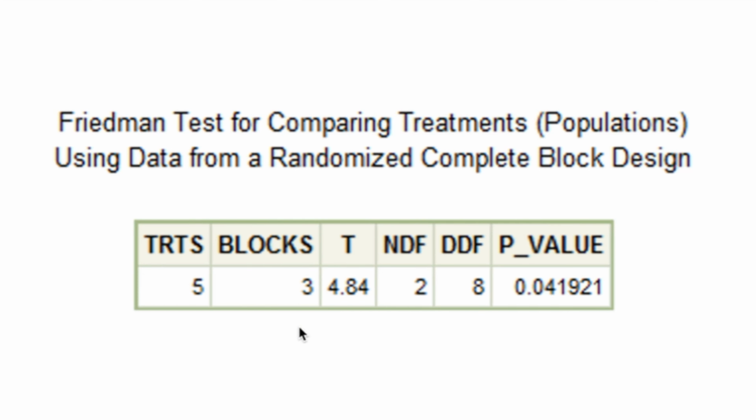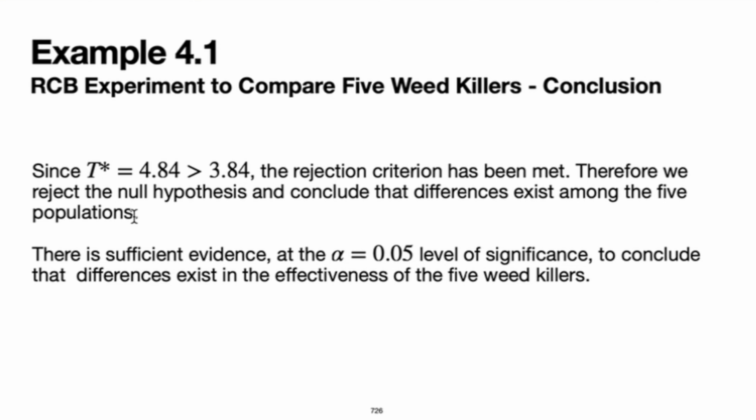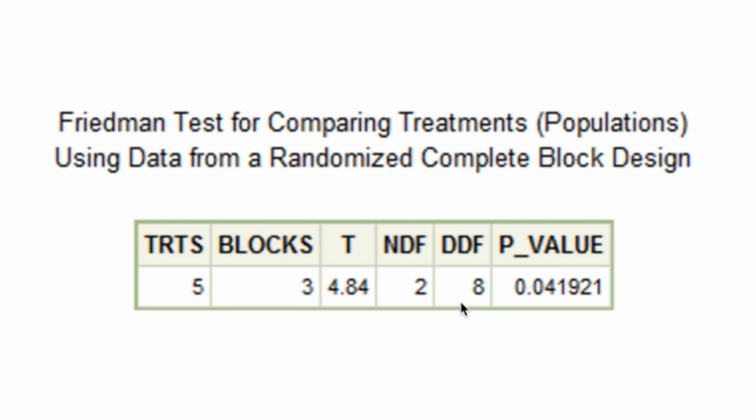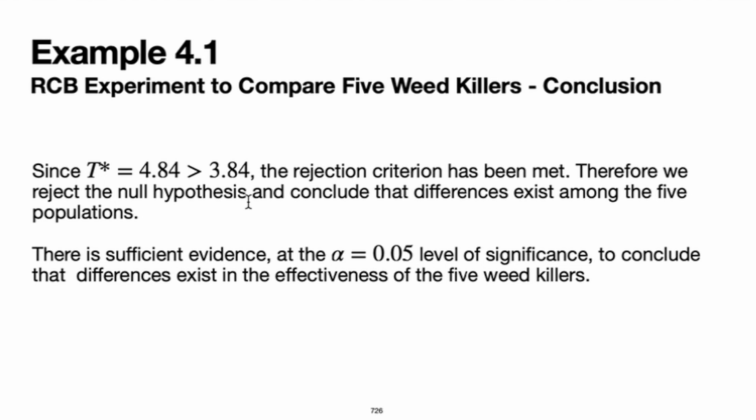Our test statistic using this macro developed in SAS is 4.84. And when we did it by hand, we also got 4.84. Back when we did it by hand, we denoted the test statistic by T star. Now the critical point for a 0.05 level test, with 2 numerator and 8 denominator degrees of freedom, is 3.84. And since 4.84 is greater than 3.84, the rejection criterion has been met.